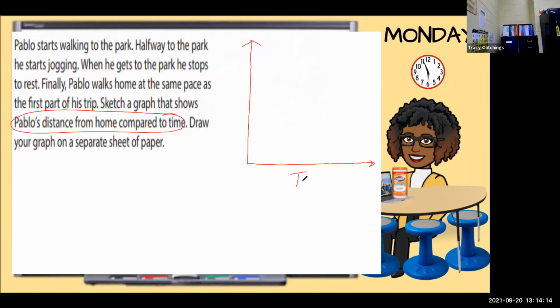Distance from what? Yeah, make sure we know that means the distance from home. Don't just cut it off at distance. We need to know where he's going and things of that nature. Distance from home, time.